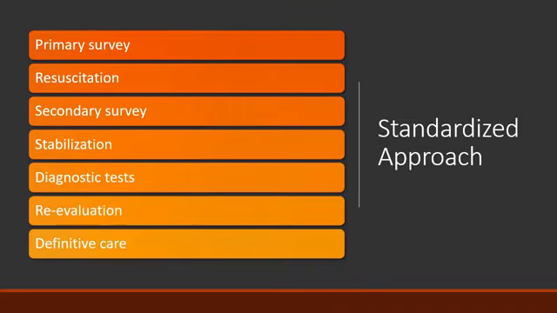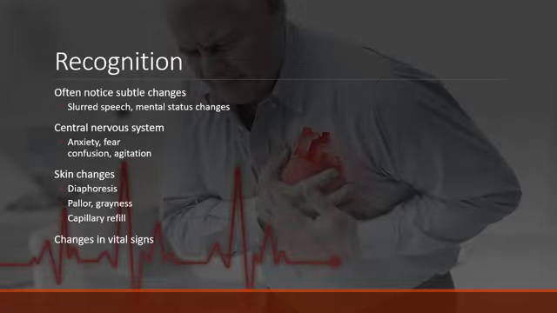So our standardized approach involves a primary survey, resuscitation as needed. Then we're going to do a secondary survey and further stabilization. We're going to utilize diagnostic testing, reevaluation the whole time, and then definitive care if it's indicated. So in terms of recognition, what are we looking for?